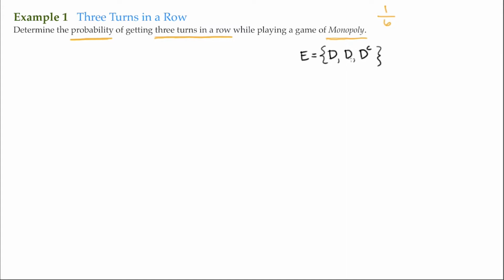It's 1 out of 6 that my second roll is doubles. And then for the complement, well, if it's 1 out of 6 of getting doubles, then it's 5 out of 6 of not getting doubles. So then there's a 5 out of 6 of not getting that.